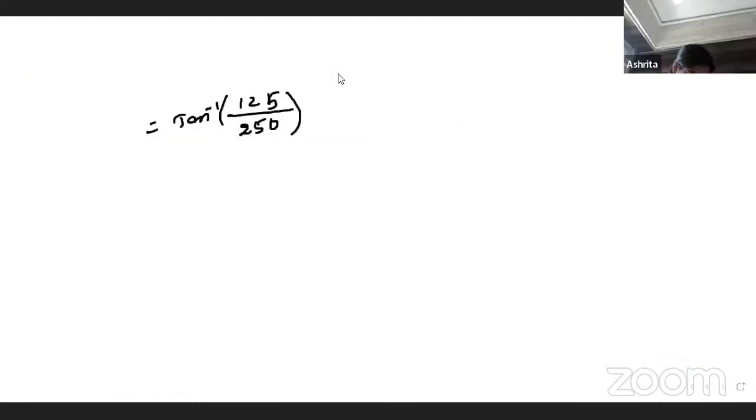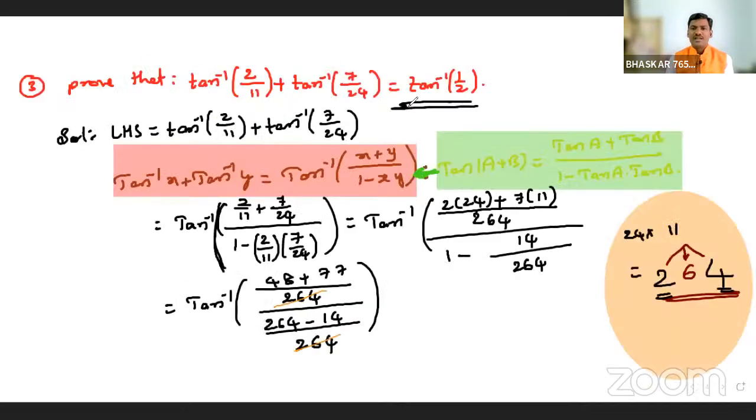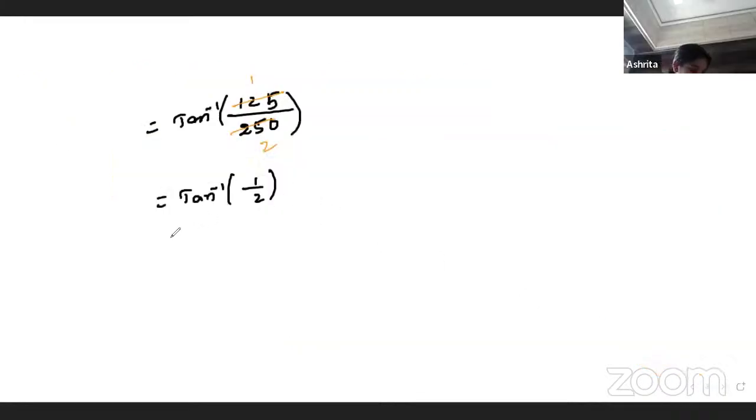So can we cancel 125? 125 two times is 250. So what is the answer here? This is tan inverse of 1 by 2. What do we want? Check it once. Here we want the RHS as tan inverse of 1 by 2 only. Is it the required RHS? Yes, so this equals the required RHS. We took the LHS and got the RHS.